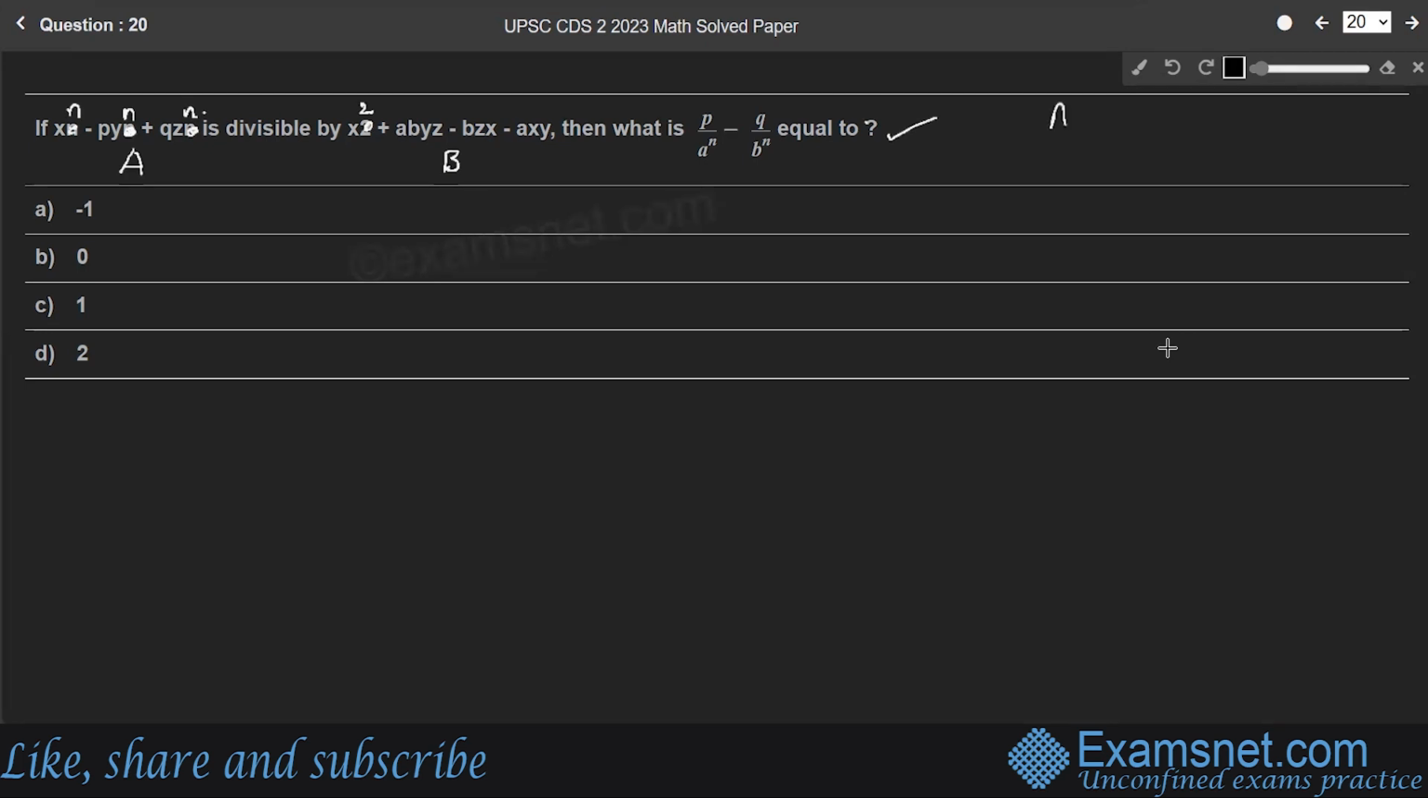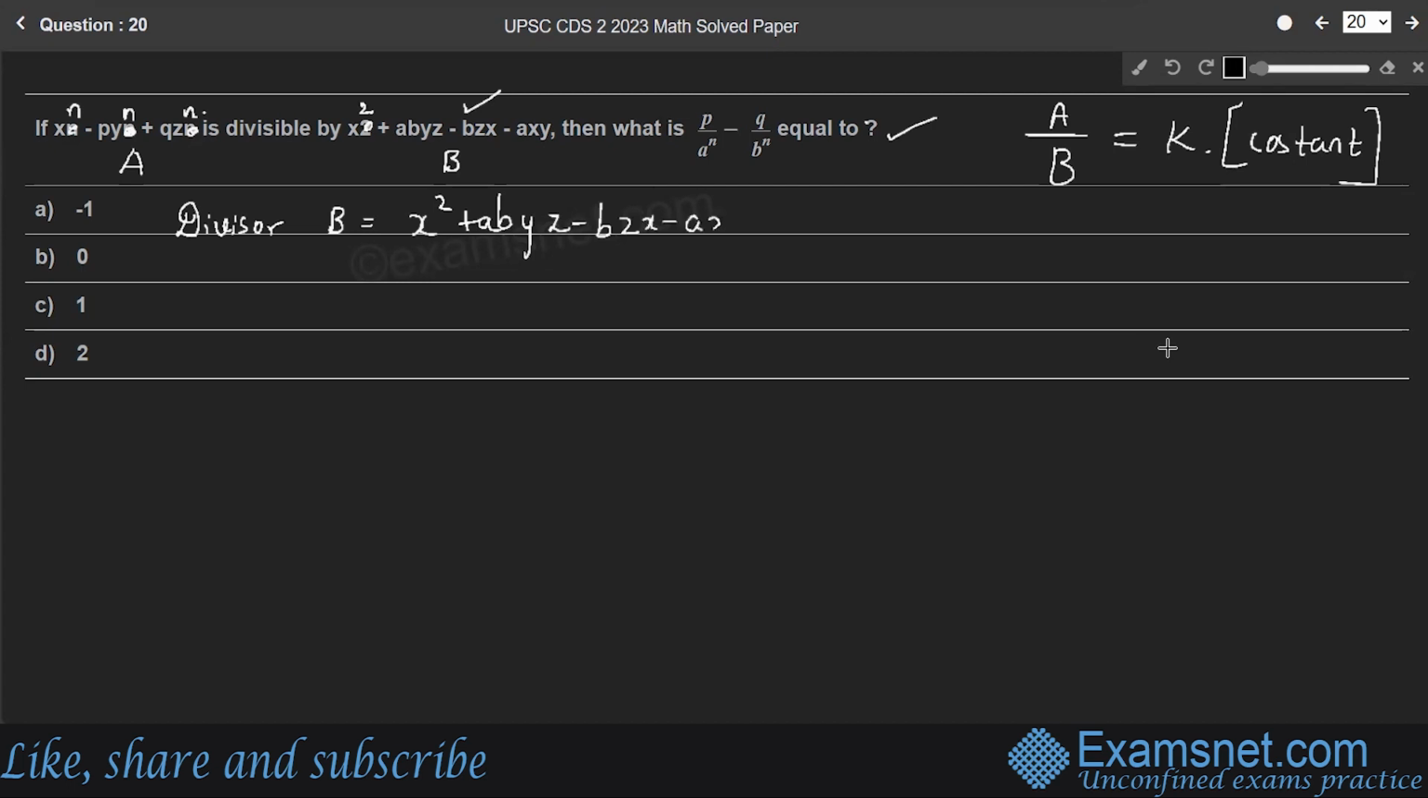So when an expression or any number is divisible by another expression or another number, then A by B is equal to a constant k, right? So let k be a constant. Here the dividend is given: x raised to n minus py raised to n plus qz raised to n. We'll consider the divisor, which is B, so divisor B is equal to x square plus abyz minus bzx minus axy.